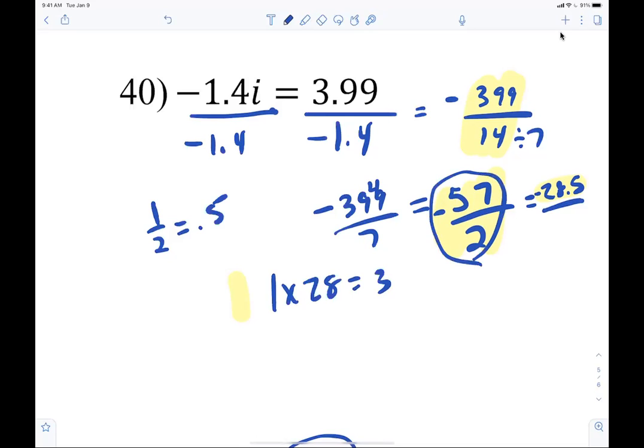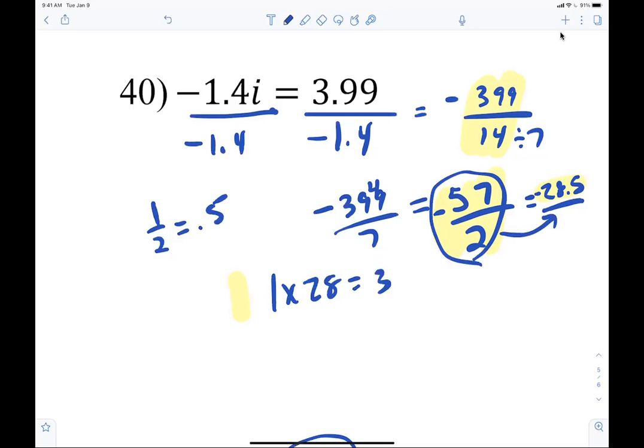57 divided by 2 is, guess what? 28.5. Yes. I'm not sure. All right, now tell me, because I want to help you. What are you not seeing? I'm just confused looking at the problem.